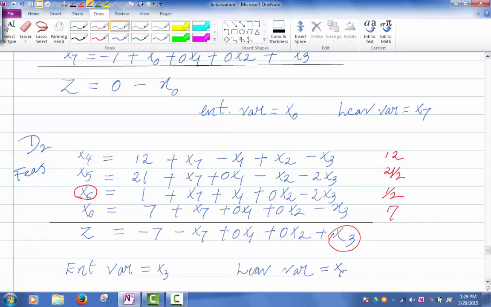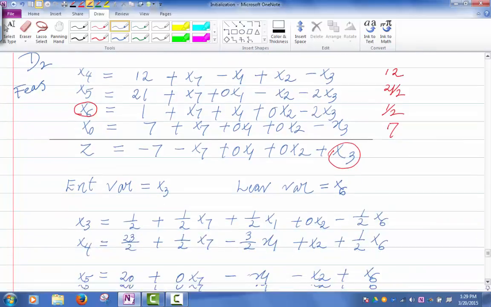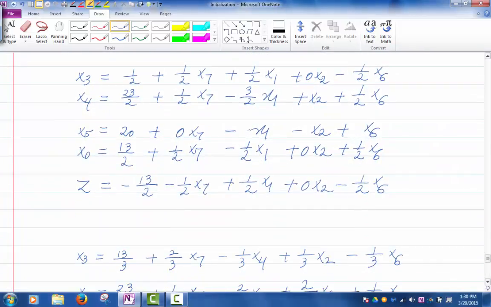Everybody is okay? Okay, so now I am going to write down the next dictionary. This would be D3, right? Okay, now I have this. Now what is the entering and what is the leaving? What is the entering variable here?